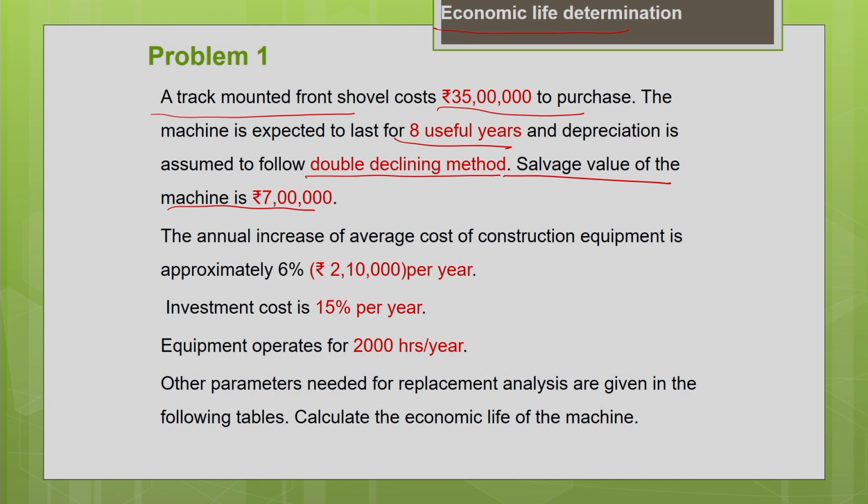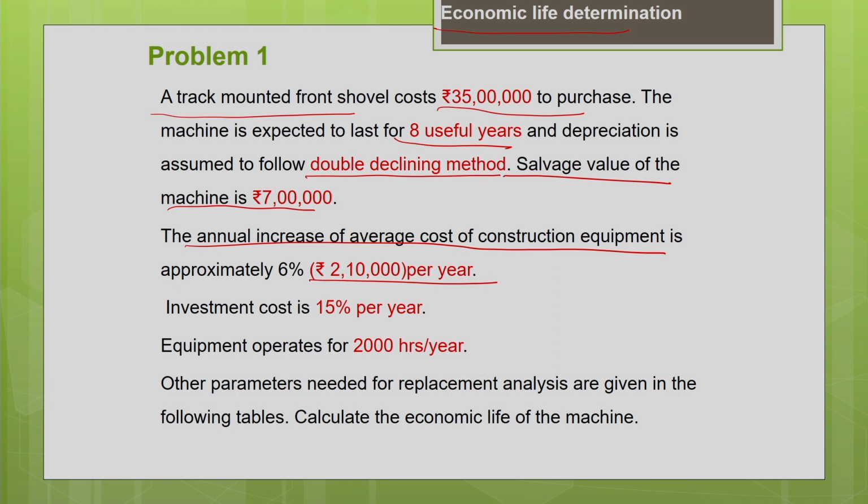Due to inflation, you can see that the annual increase of the average cost of the equipment is approximately 6%. That means the machine cost is going to increase by 2,10,000 every year due to the effect of inflation.